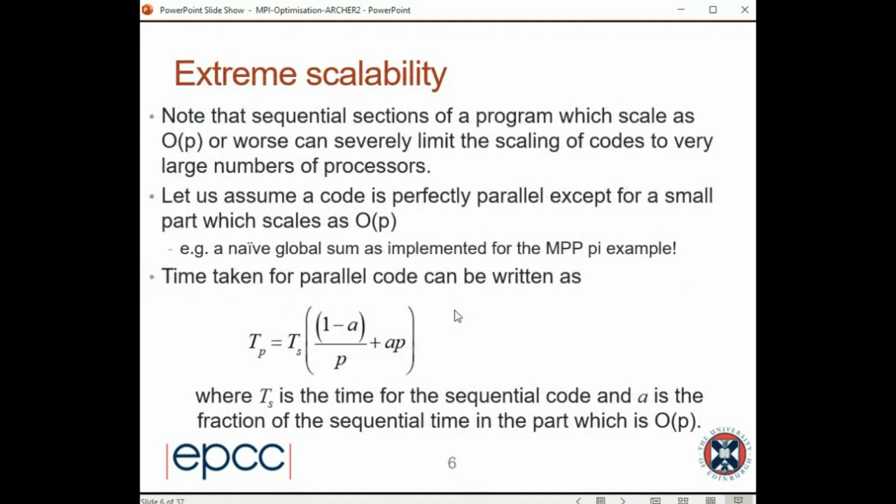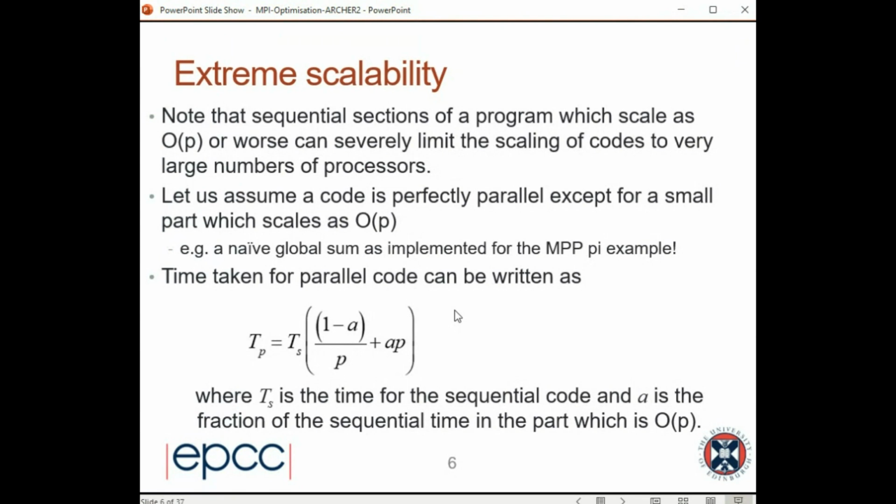The important point is that Amdahl's law assumes that the serial section, this overhead, is constant as you increase the number of processes. But actually, often you can get a piece of code which you do in serial which scales with the number of processes. The more processes there are, the more work there is to do.